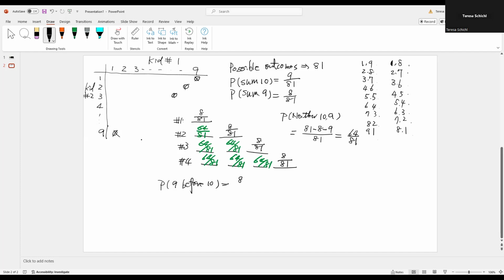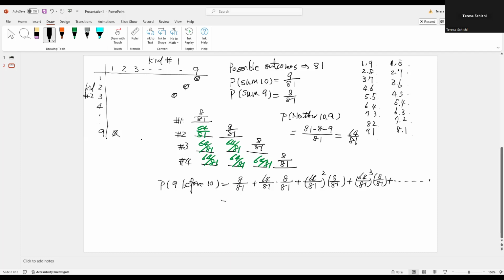So what will it be? It will just be A over 81, then plus 64 over 81 times A over 81, then plus 64 over 81 to the square times A over 81, then plus 64 over 81 to the cube times A over 81, and so on. So this goes to infinity, and it's becoming an infinite geometric series.